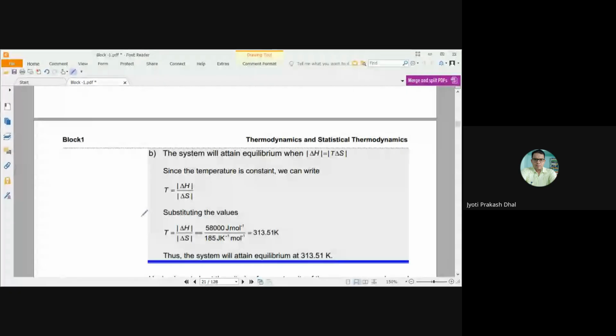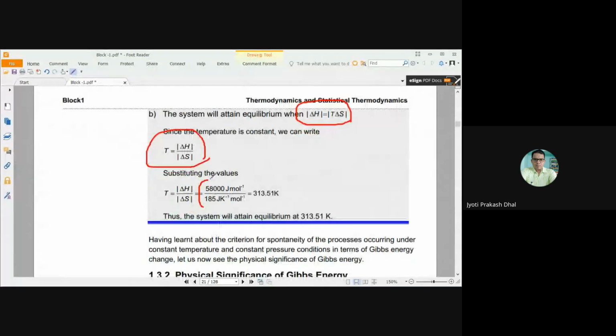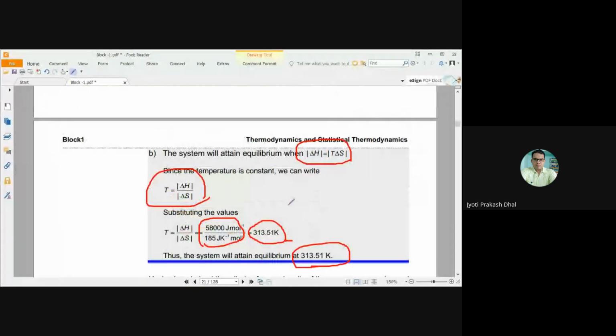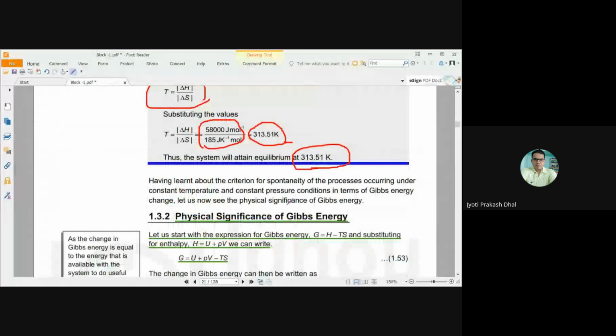And the system will attain equilibrium when del G equals 0. That means magnitude of del H equals magnitude of T del S. So T equals magnitude of del H by magnitude of del S. Putting in the given values, the temperature will be 313.51 Kelvin. If the temperature is 313.51 Kelvin, the system will attain equilibrium. But in this question, the temperature given is 330 Kelvin, that means more than that condition. That's why the system is in a spontaneous process.